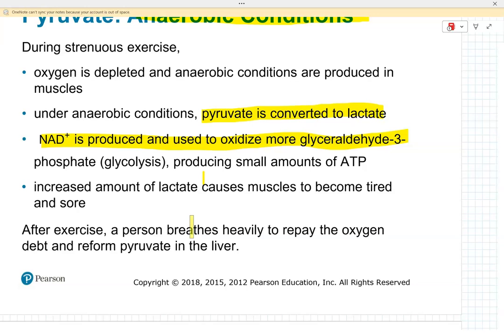So it's not your lungs. Your lungs provide enough oxygen. So your muscles become anaerobic. What do they accumulate? Lactate.